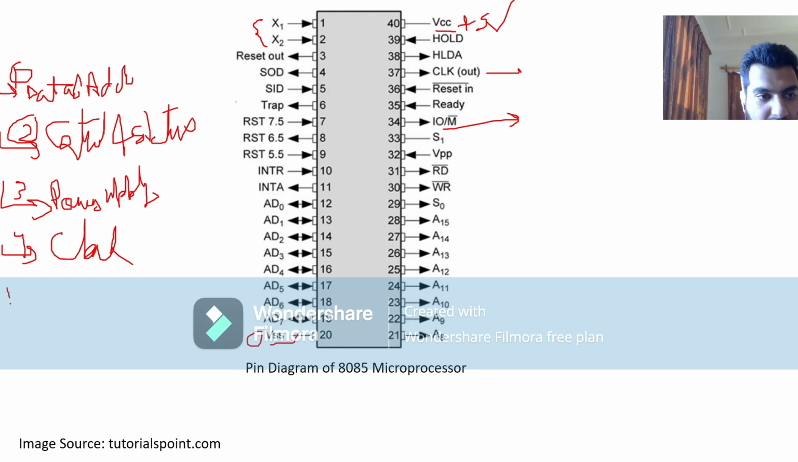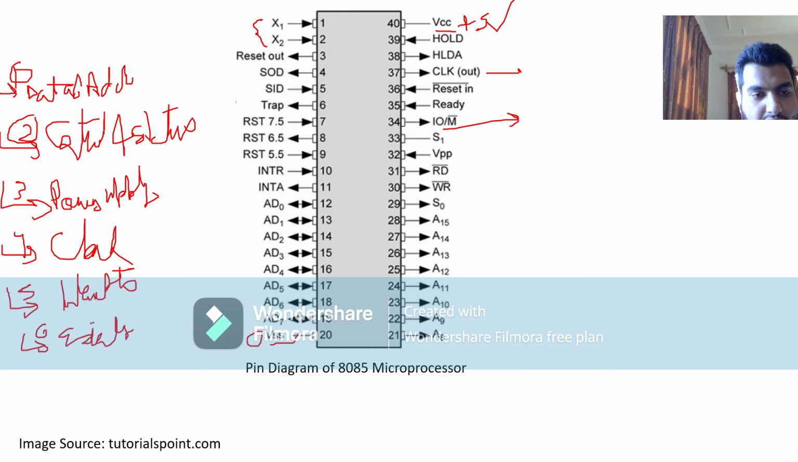Then we have number 5, interrupts, and this is number 6. One was data bus and address bus, 2 was control signals, 3 was status signals, 4 was power supply, and then we have this interrupt and externally initiated signals. Interrupts and externally initiated signals.